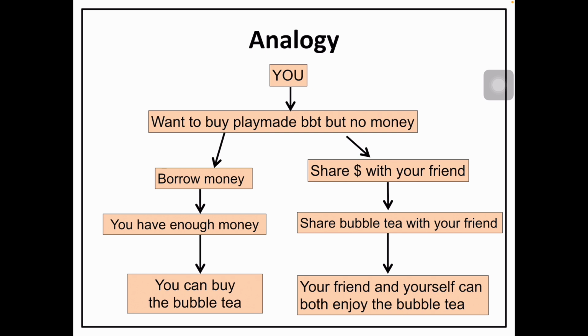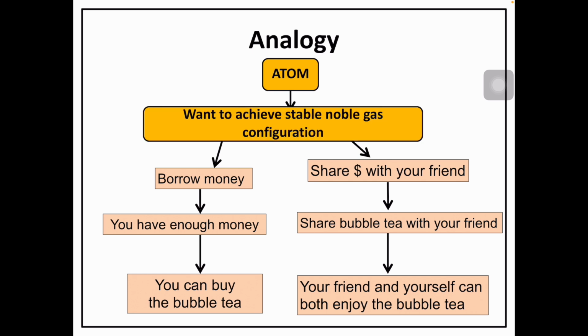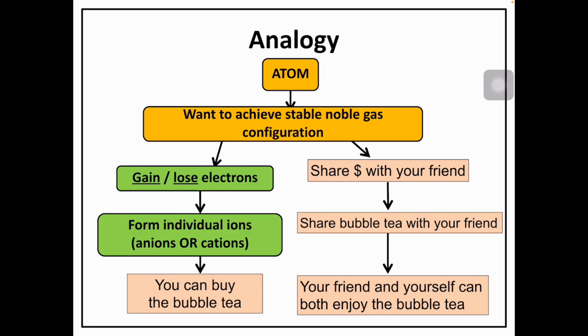Okay, but what I'm trying to show you here is this idea of an analogy to help you understand that the left-hand side is actually something like ionic bonding, right? So now instead of thinking about you wanting to buy bubble tea, let's think about an atom. An atom actually wants to achieve what we call a stable noble gas configuration, or a stable electronic configuration, right? It wants to achieve that stability. How can you do that? On the left-hand side, maybe it can gain or lose electrons, right? If there's someone that's willing to pass it the electron, and someone that is willing to take the electrons, then that can happen. In that process, ions are formed.